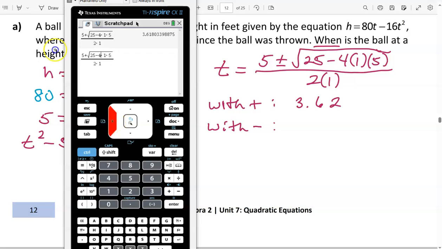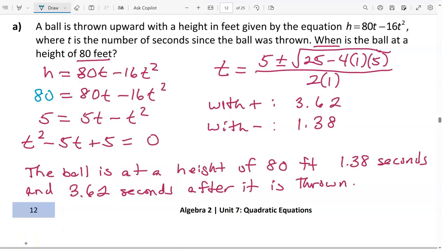Grab that calculation that I used with plus by cursoring up, and then delete the plus and change it to minus, and we get 1.38. And this tells us that the ball is at a height of 80 feet at 1.38 seconds, notice that units were included, and 3.62 seconds after it was thrown. That makes sense because the ball is at 80 feet when it's on its way up, and then again when it's on its way back down.